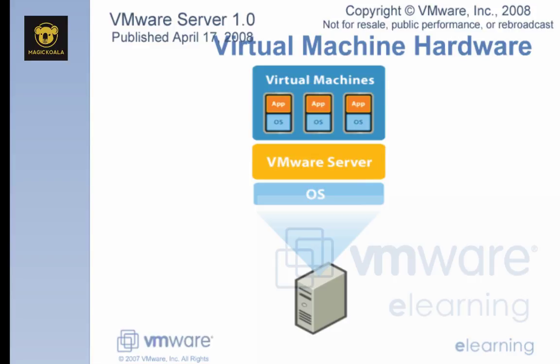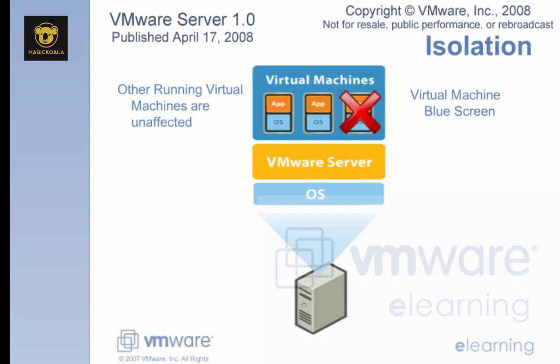The CPU, memory, disk, and network resources of the host computer are used by the guest operating system, thereby increasing the utilization of the host computer. Virtual machines on the same host are isolated from one another, so that if one virtual machine fails, it won't affect the other running virtual machines on the same host.